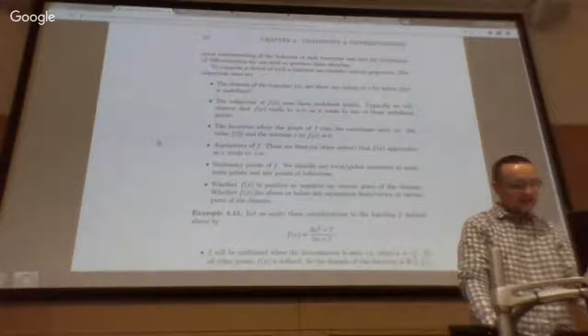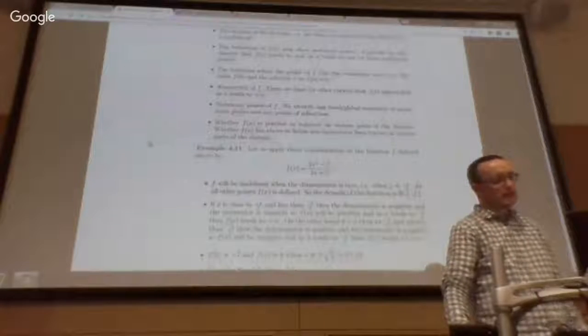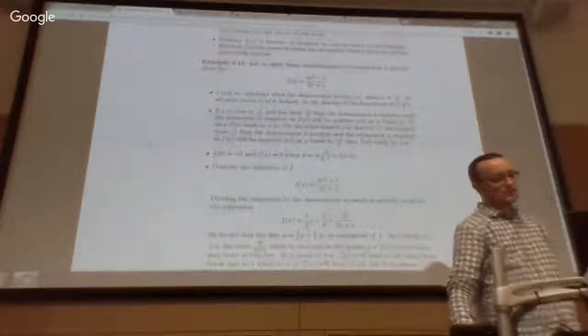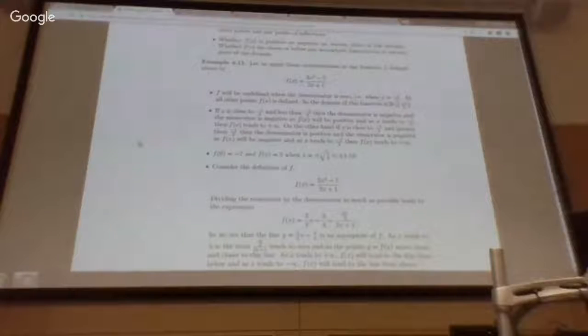Okay, so those are the kind of features we look for. So let's take this example and pick out those various bits of information for this example. So this is mostly on the notes. I might add in one or two details just on the pen and paper.